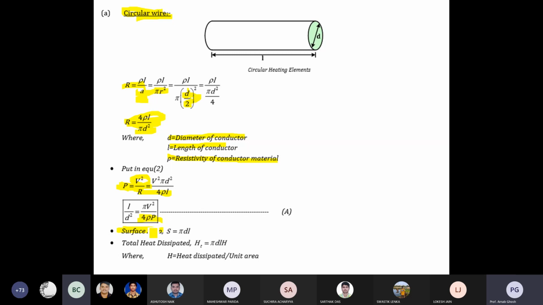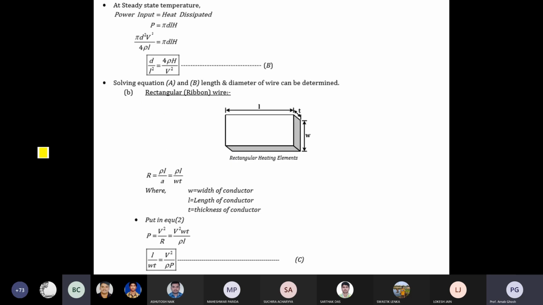Now surface area you can write that S equals pi dL. Total heat dissipated H_T equal to pi dL into H, where H equal to heat dissipated per unit area. At steady state temperature, power input equal to heat dissipated. Similarly, P equal to pi dLH. So pi d square V square by 4 rho L equal to pi into dLH. So d by L square equal to 4 rho H whole divided by V square.